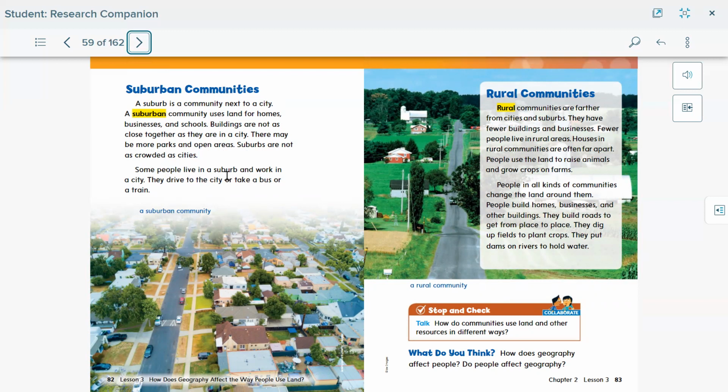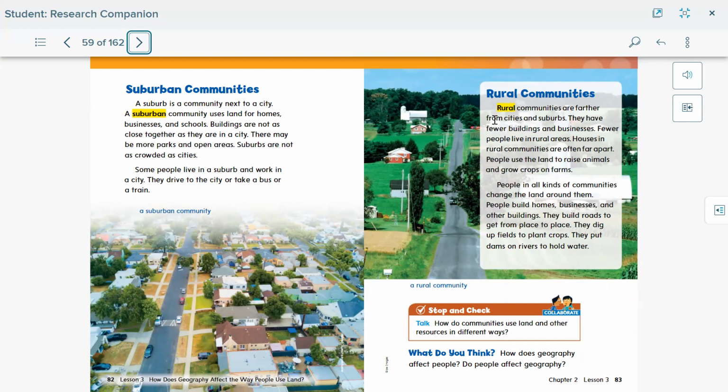Some people live in a suburb and work in the city. They drive to the city or take a bus or train. So people probably don't want to live in a crowded area, or also the city is a bit expensive. So they would rather live in a suburb, but they take transportation or drive to go to their work or school.